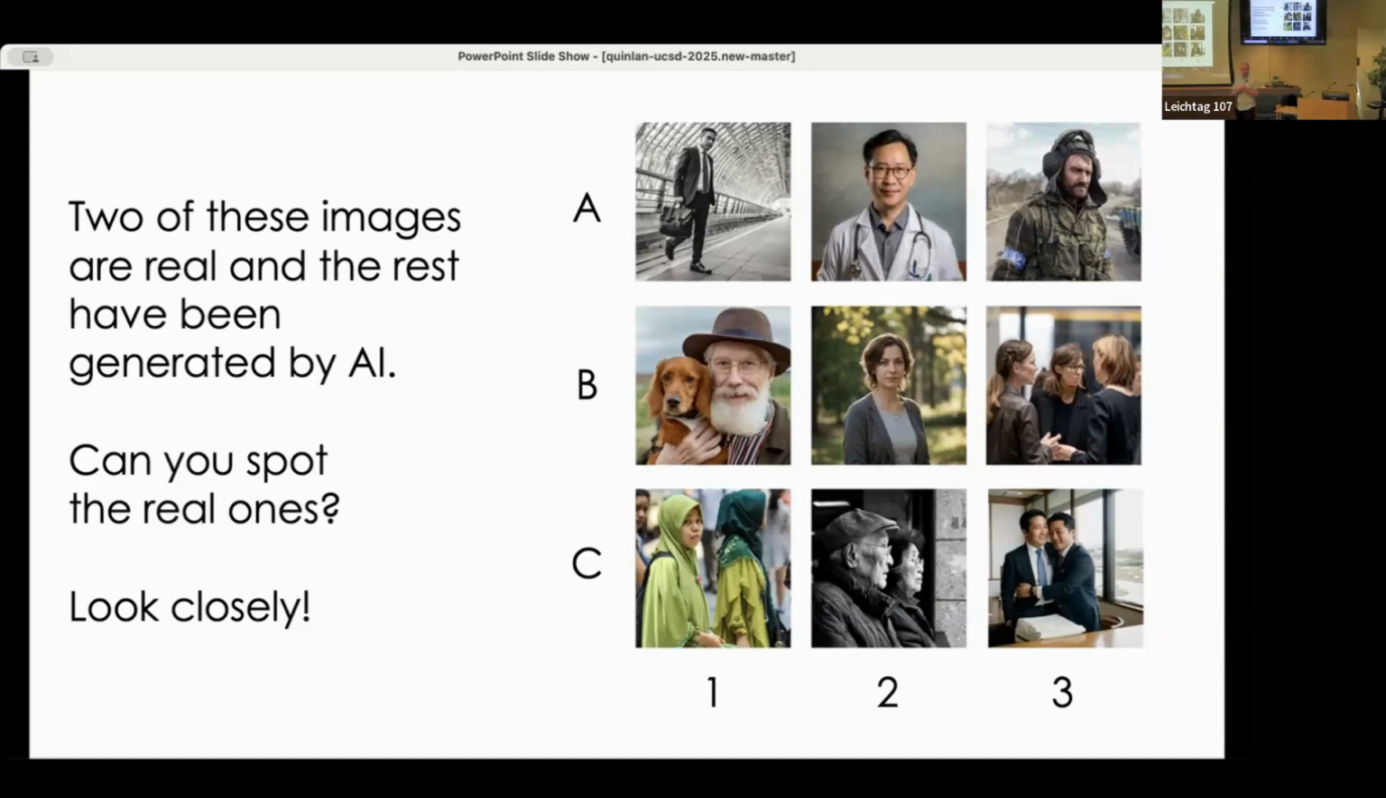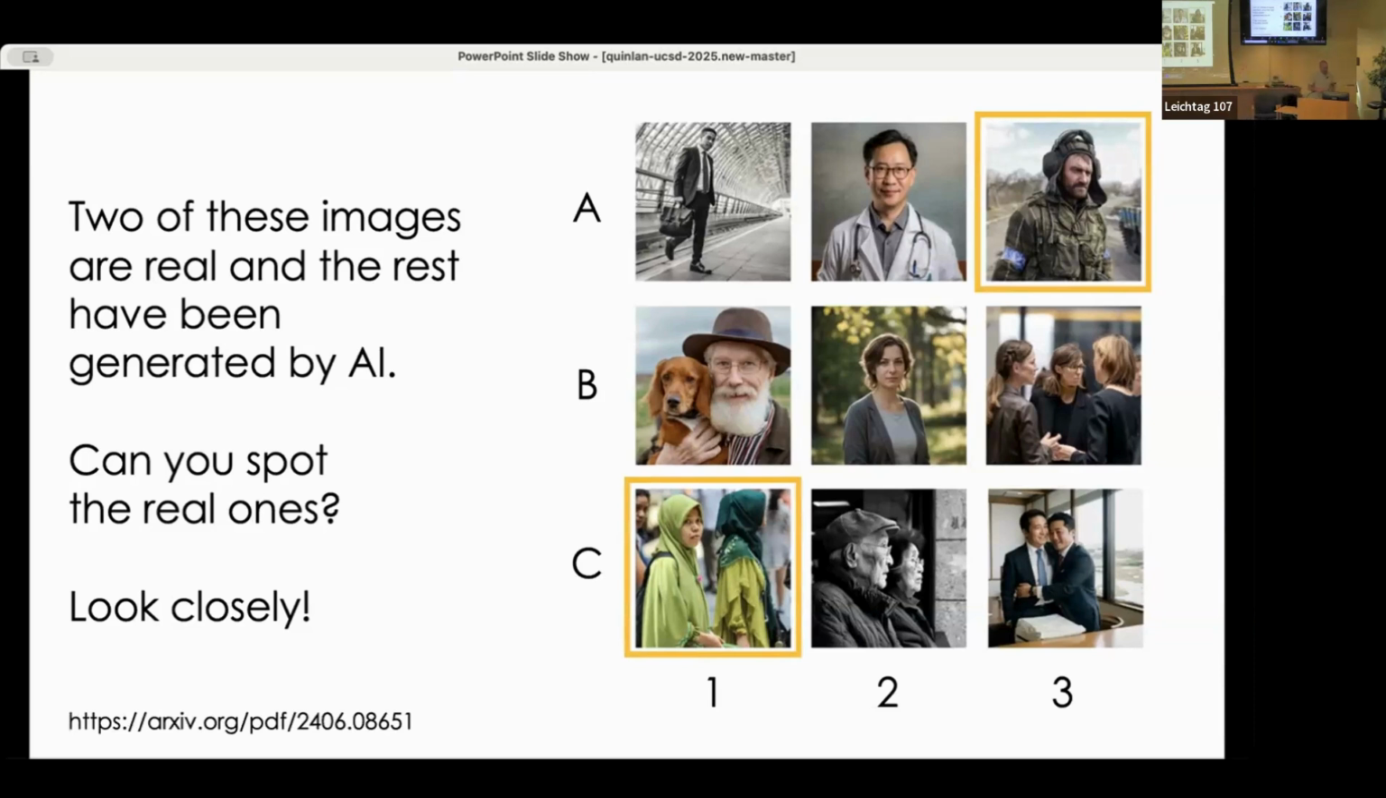C1 is real? We got votes for C1? Okay. Any other guesses for what's real? Who guessed? Raise your hand if you guessed C1. Okay. I'm impressed. C1 is real. I stared at this forever and had no idea.